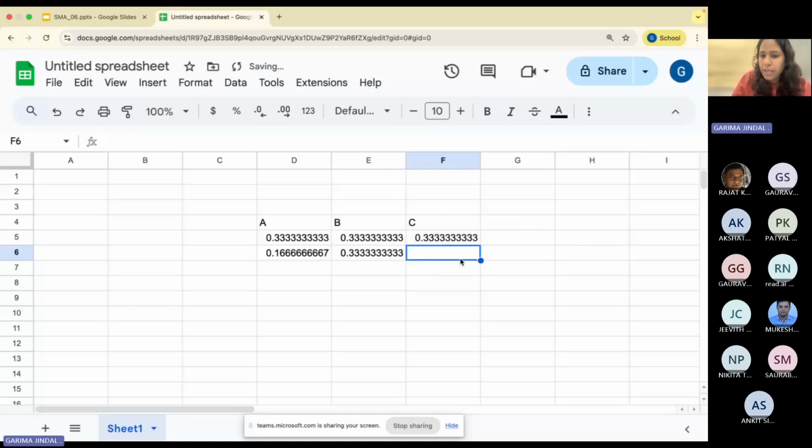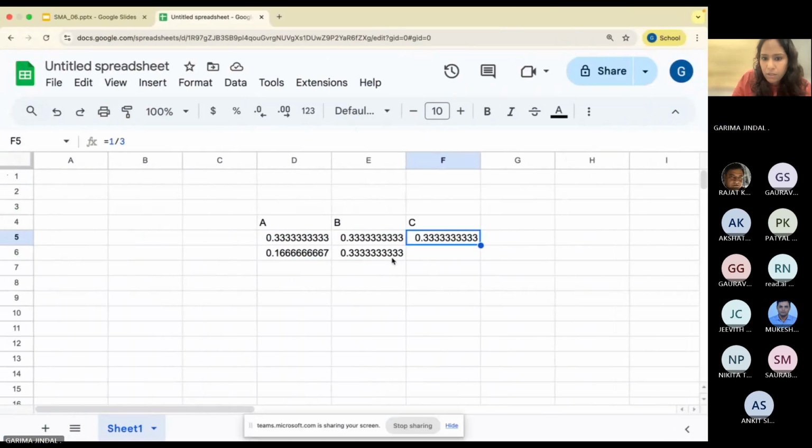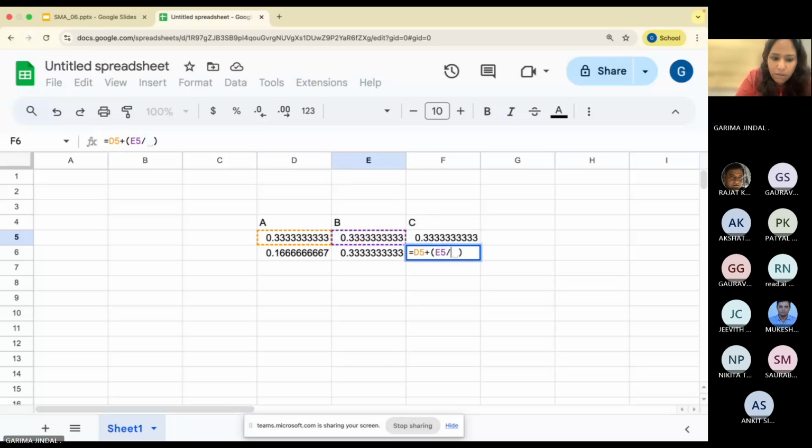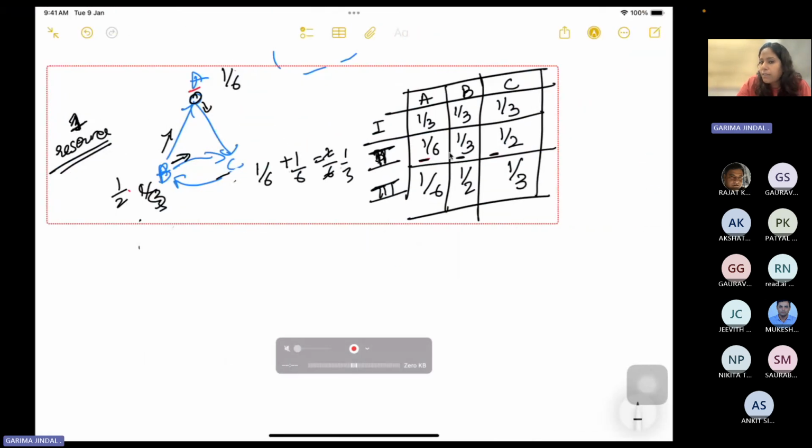And then C was B divided by 2 and A, right? So the value of C was A plus B divided by 2. See, these were the values that we got at the second step.